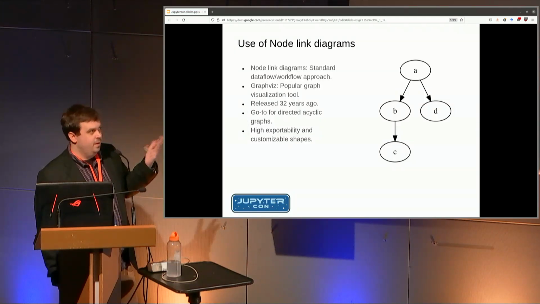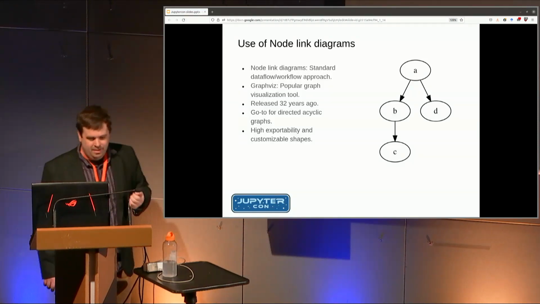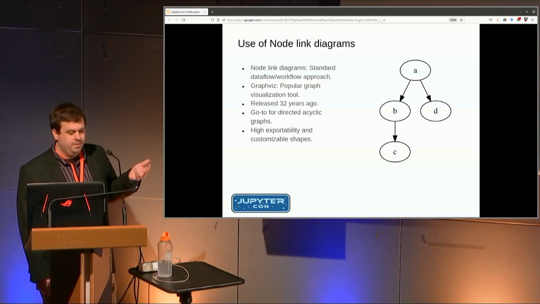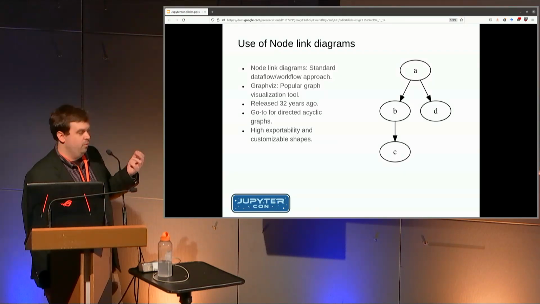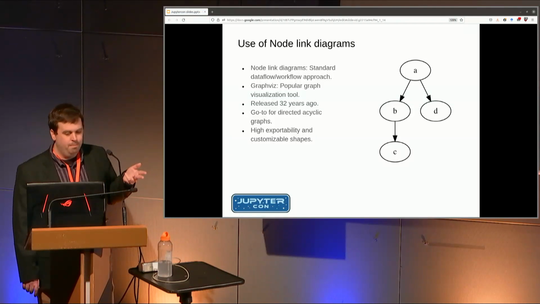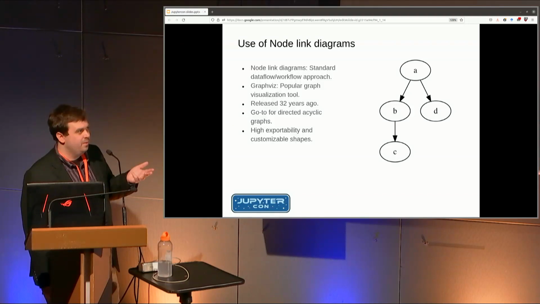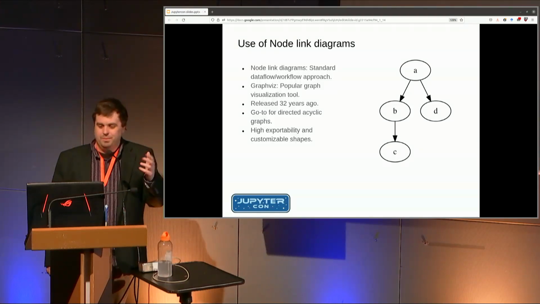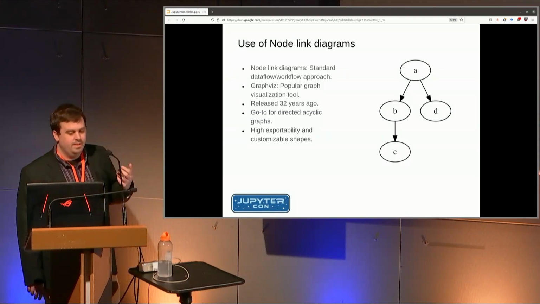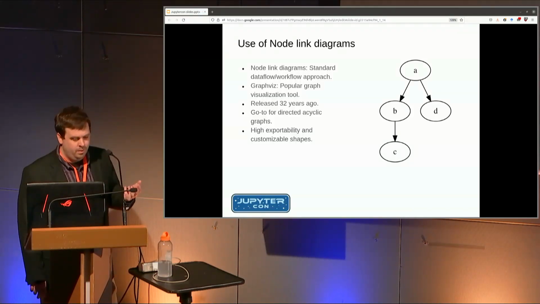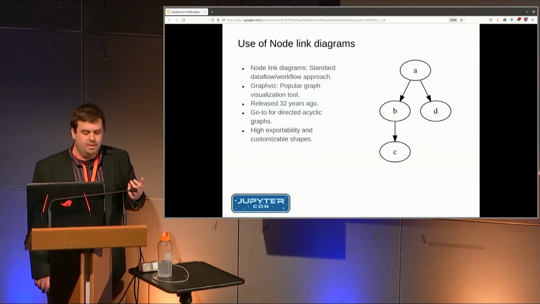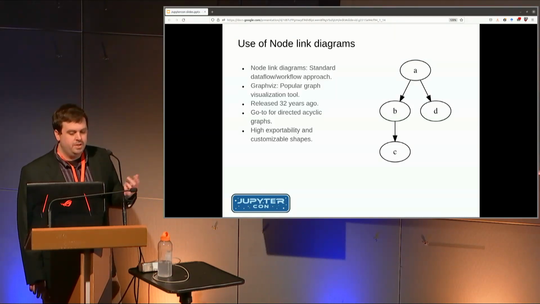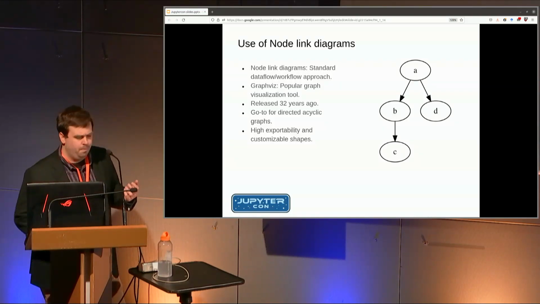An obvious place to start, node link diagrams. The standard approach has been just to use node link diagrams. It's been a standard approach for data flows and for workflows for a very long time. So long, in fact, that GraphViz was released 32 years ago at this point. And it's really just become a go-to for directed acyclic graph visualizations. The high exportability of the graphs, and the ease of making changes to the underlying dot language, including the number of shapes that you can choose, has made it very popular.